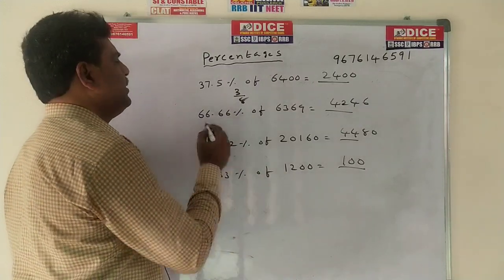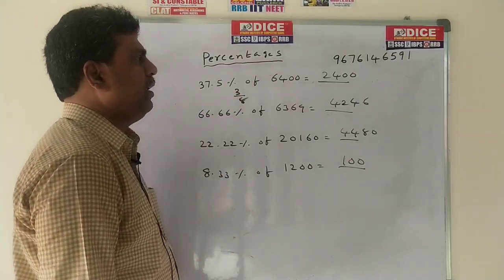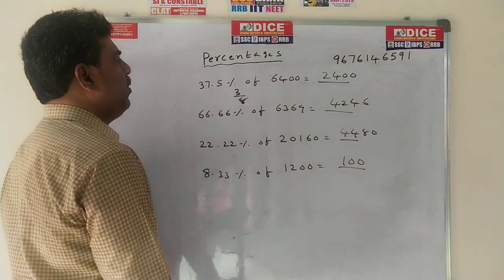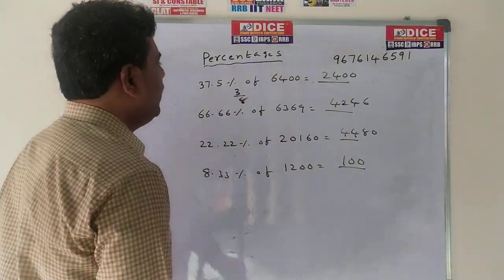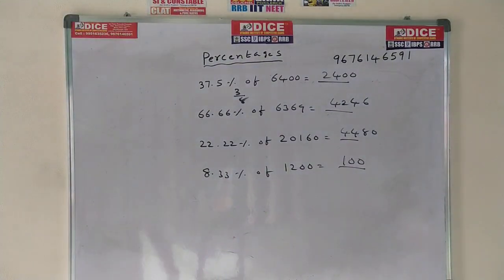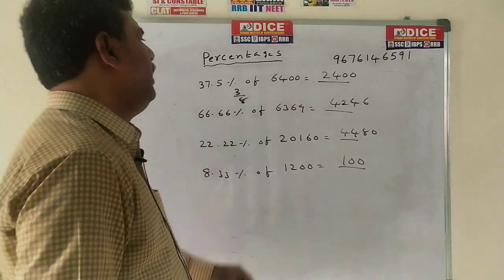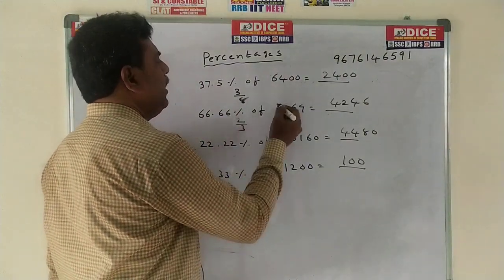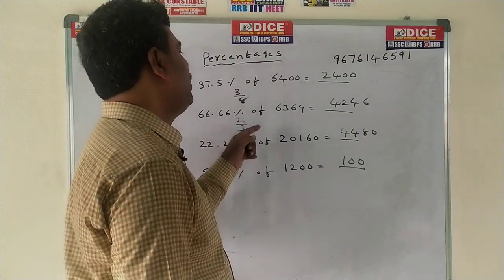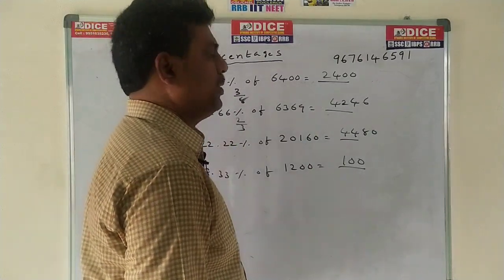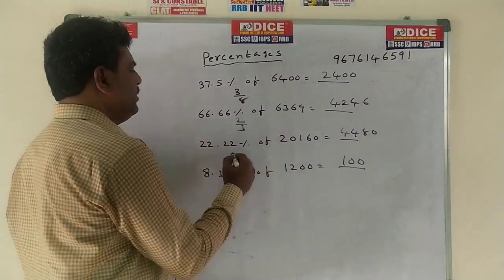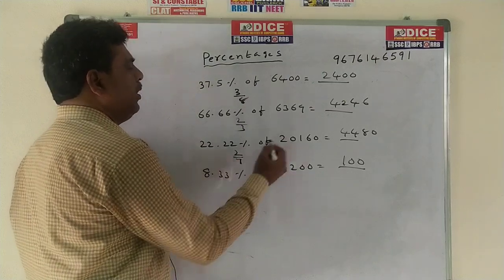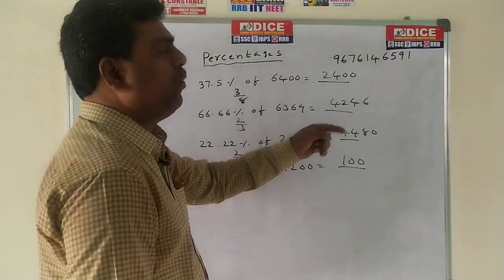If you go for 66.6% of 6369, what is the value of this one? This is nothing but 2 by 3. By taking 2 by 3 of 6369, the calculation becomes 4246. What about 22.2%? This is nothing but the fraction 2 by 9. 2 by 9 into 20160, the value becomes 4480.